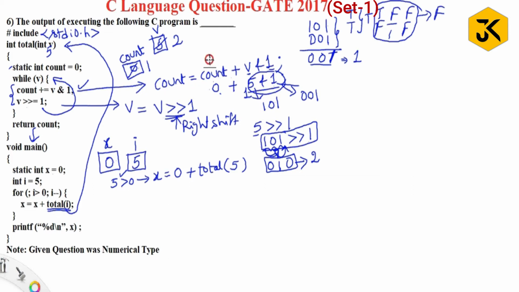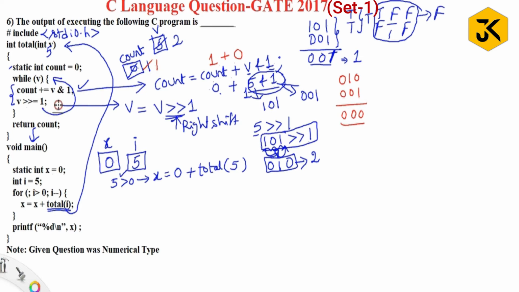Count value is what? Count value is 1 plus V and 1. V value is what? 2. 2 means I can write 0 1 0. 1 means 0 0 1. AND operation means 0 0 0. So total V and 1 is 0. 1 plus 0 is once again 1, which will be updated here.